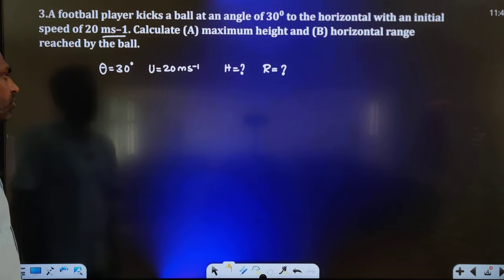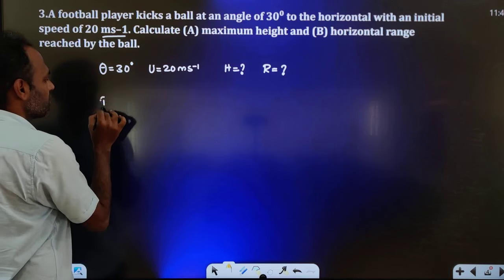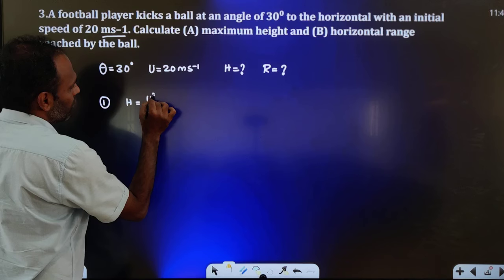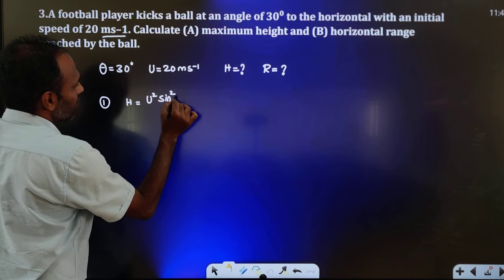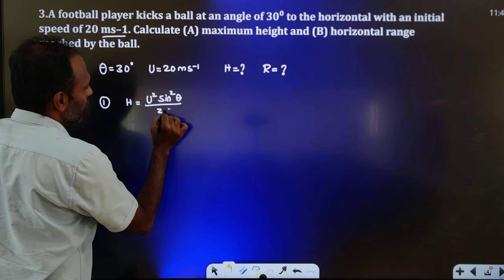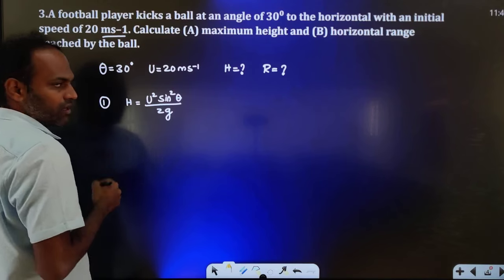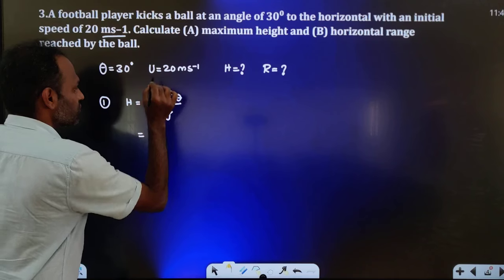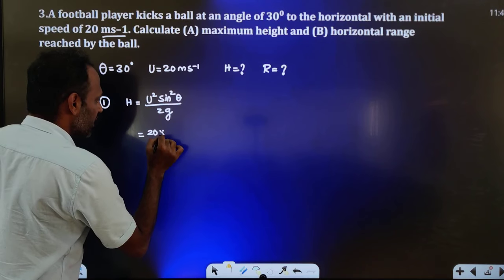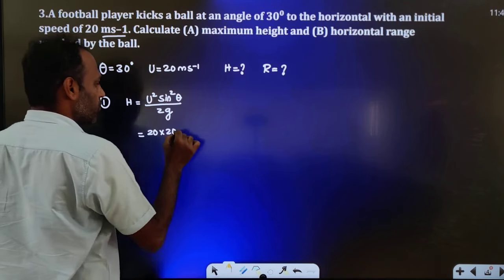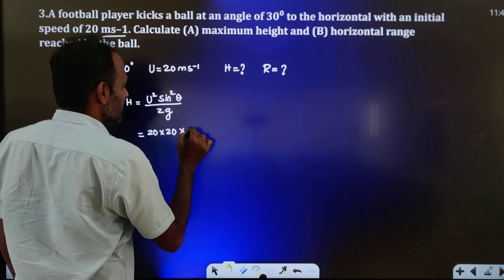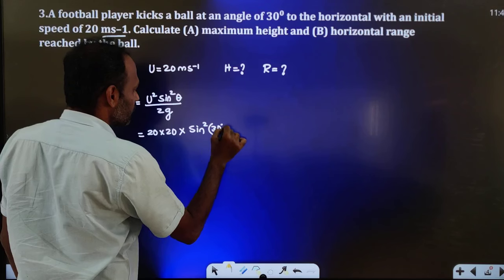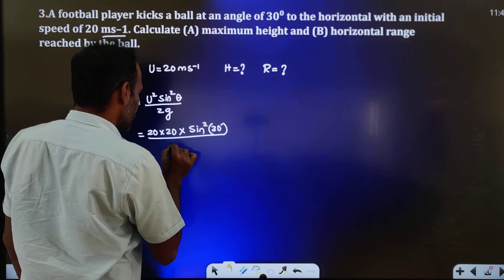We have to calculate these two. This is a direct formula-based question, so just use the formula. H is equal to u square sin square theta upon 2g. u is 20, so I will take 20 into 20, sin square 30 degree, divided by 2g.